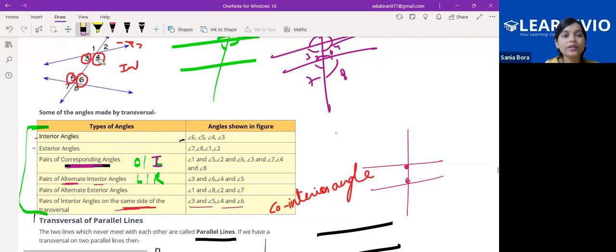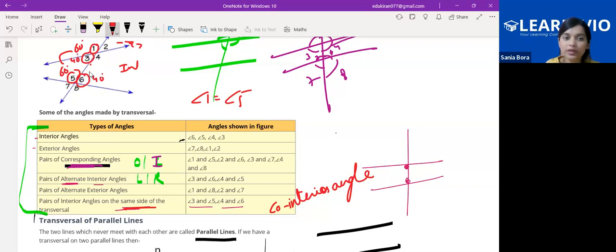So in case, for example, sometimes if this is given 60 degree, so automatically 5 will also be 60 degree. The reason would be, ma'am, they are corresponding angle. So angle 1 would be equals to angle 5. Fine. The pairs are always equal. For example, angle 3 is given 40 degree. So automatically 6 will be 40 degree. The reason would be, ma'am, alternate interior angle. So angle 3 is equals to angle 6. This is how you solve the question. Fine.